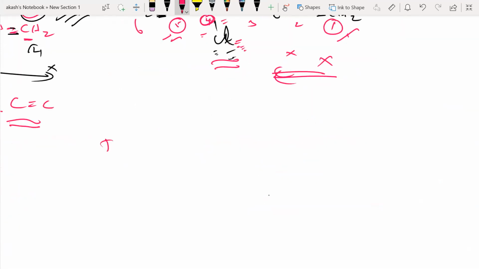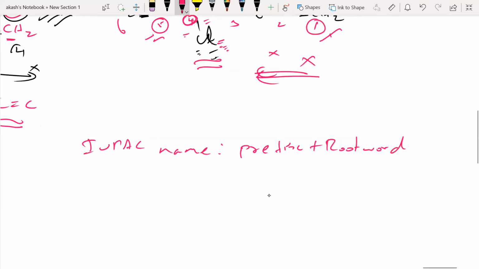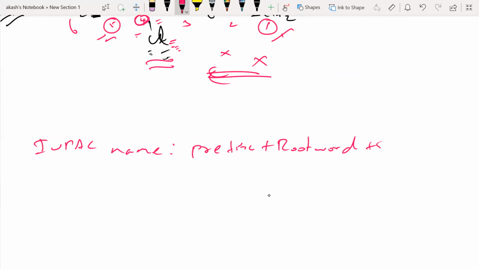Any IUPAC name, I told you, will contain three parts. One is what is called the prefix. Pre means before, so the prefix comes before the root word. And after the root word comes the suffix. Suffix can be of two types. One is called the primary suffix, and the second is called the secondary suffix.